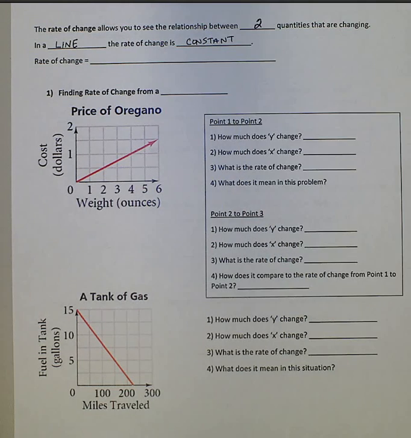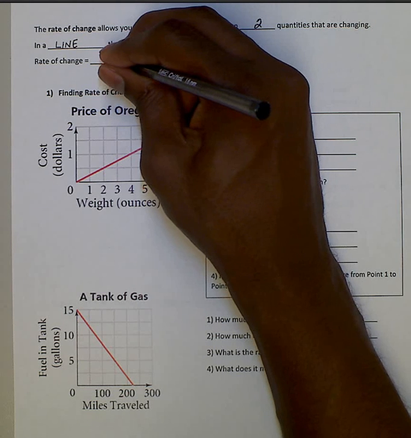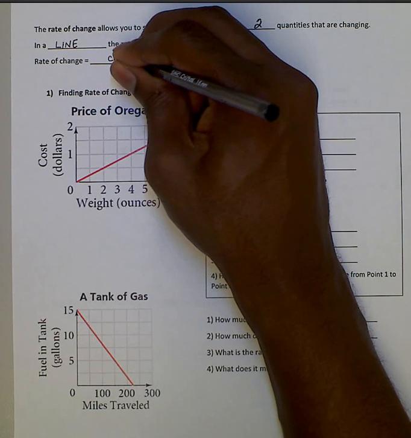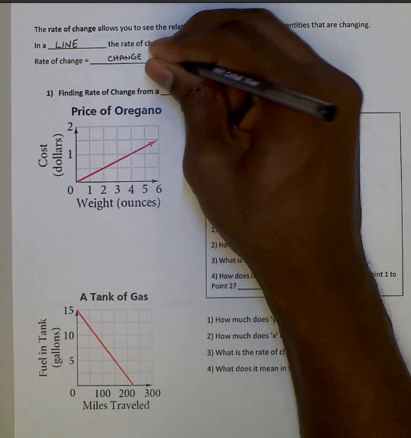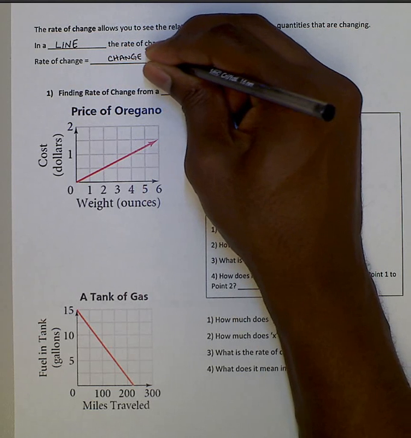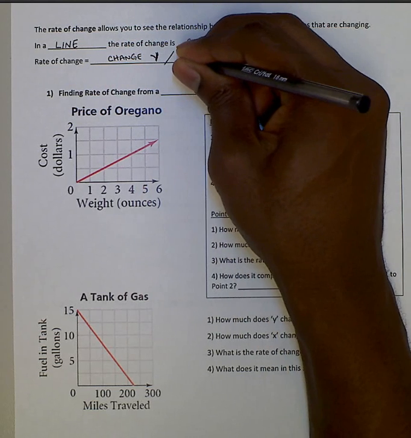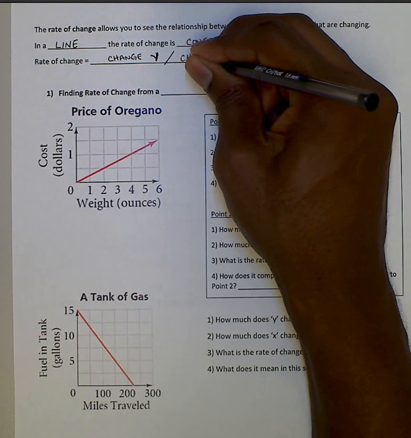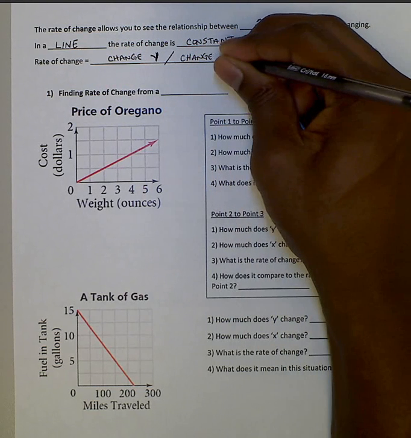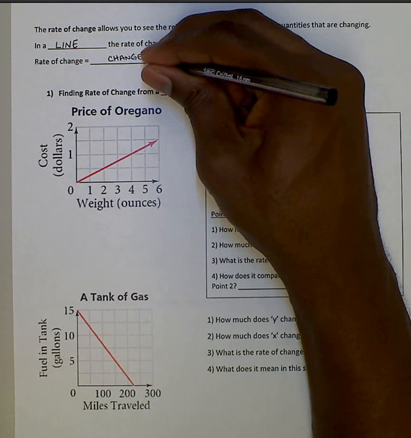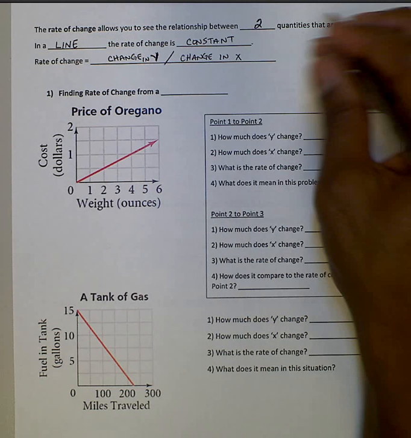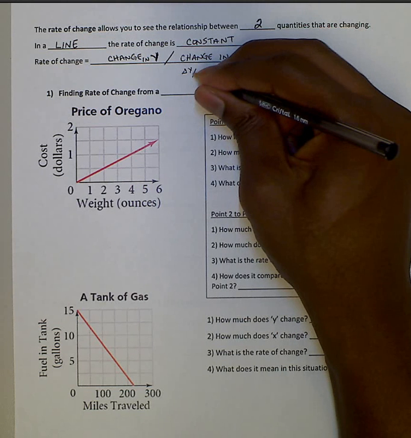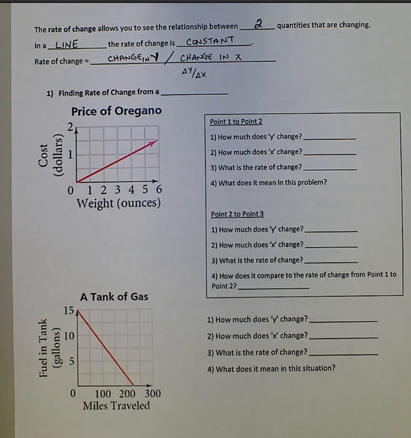Okay, so rate of change, you're basically going to say how much does y change over x, or change in y over change in x. Okay, later on you might see that as delta y over delta x. Okay, all right.